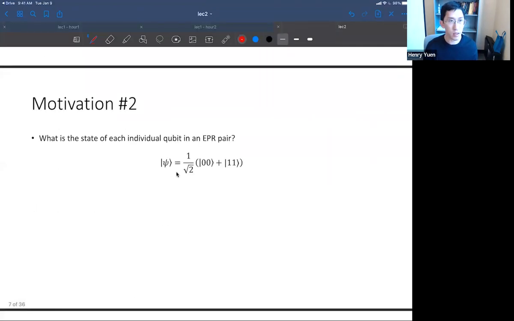Motivation number 2, actually, I think I kind of described it. Here is an entangled 2-qubit state known as the EPR pair, right? It's the equal superposition between both qubits in the state 0, 0, or both qubits in the state 1, 1. You cannot write this as the tensor product of 2 individual qubit states. And so how do you describe the state of the left qubit, for example?